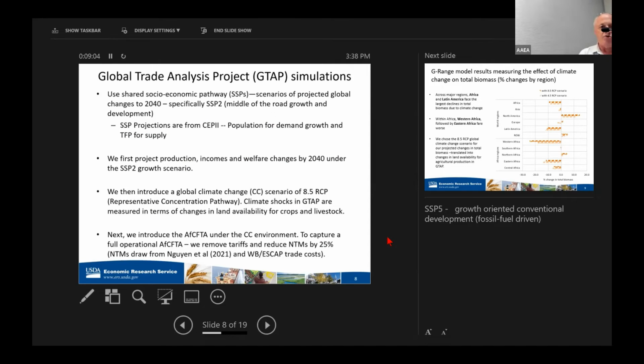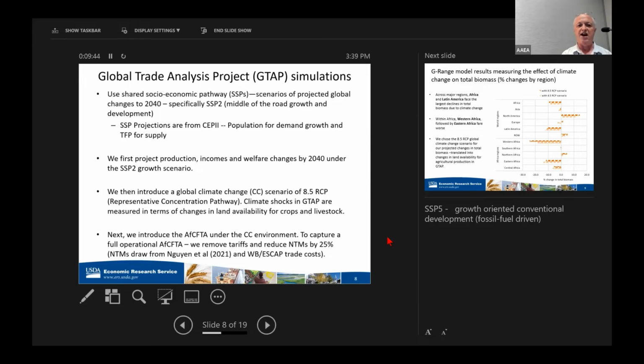So now we use some of these results. We want to plug this into the Global Trade Analysis Project, GTAP simulation. We also had to, of course, looking into the future, decide on what sort of socioeconomic pathway we would project to 2040 in order to put these parameters in the GTAP model as well. And we chose to use the middle of the road growth, the SSP2, projected for 2040. And this is from the CEPII database, one of the best for this sort of data. The population growth, we take that for the demand growth, and the TFP estimates for the supply side.